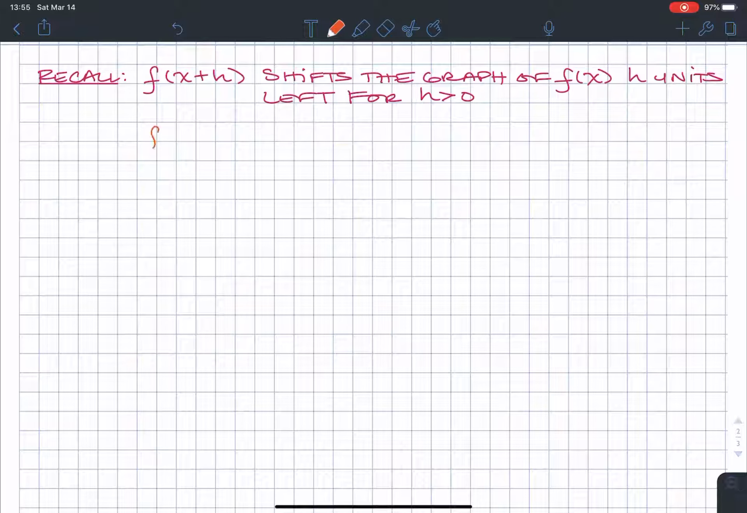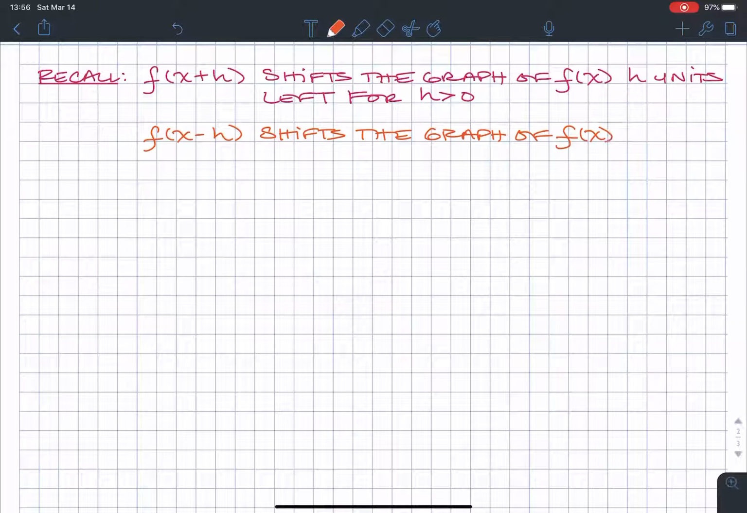So similarly, f of x minus h, for h a positive number, shifts the graph of f of x h units, counterintuitive, to the right. So right for h being a positive number.